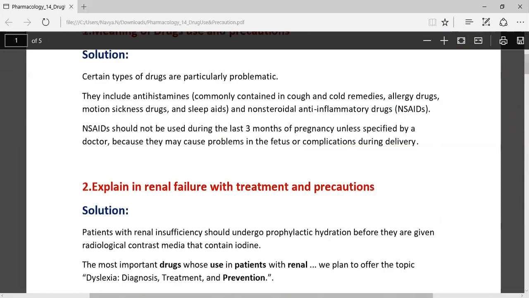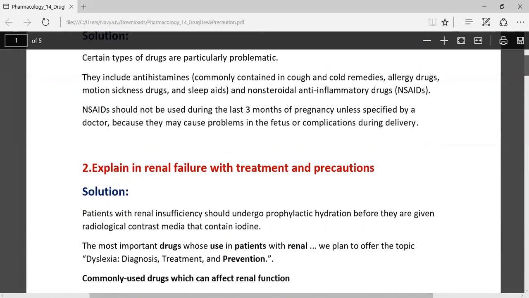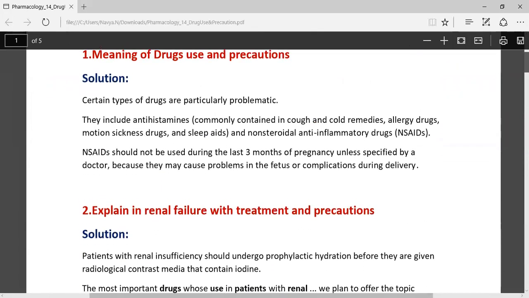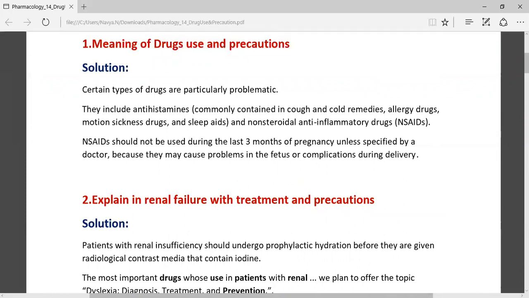Under that, we learned what a drug is. A drug is nothing but medicine for treatment, and precaution means there will be some precondition the patient has to go through. They have to consume the tablet with the doctor's prescription. Some include antihistamines, which are for allergy, and drugs for sickness and sleep aids.